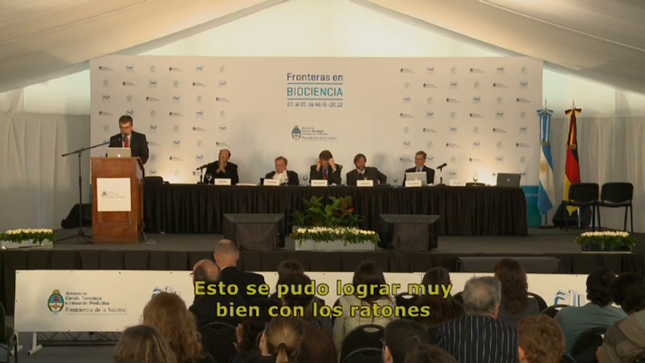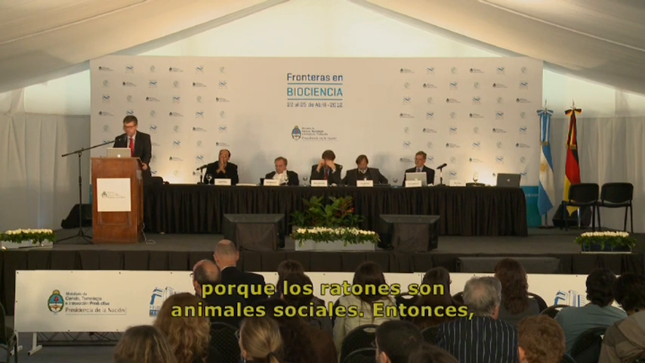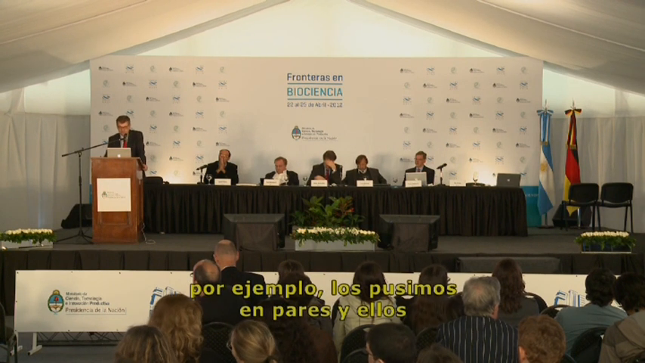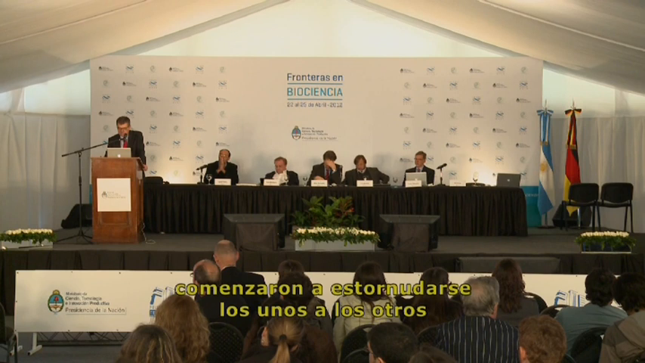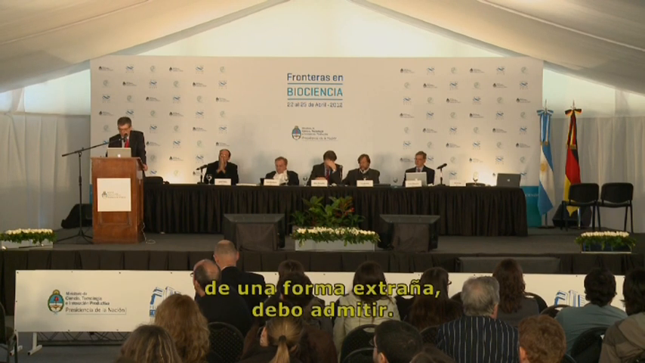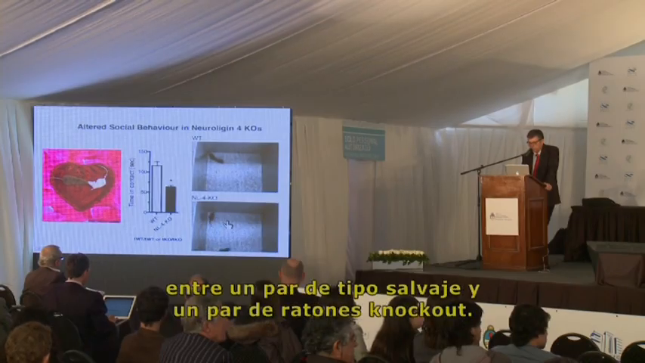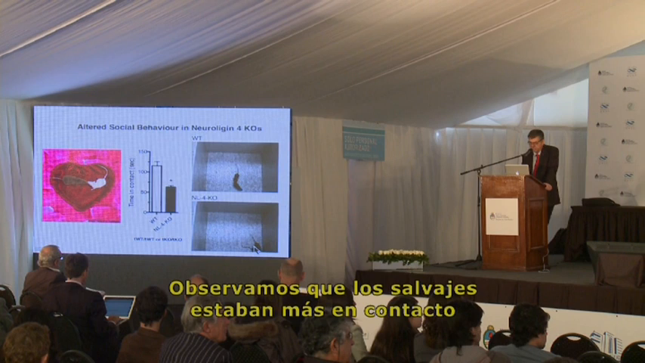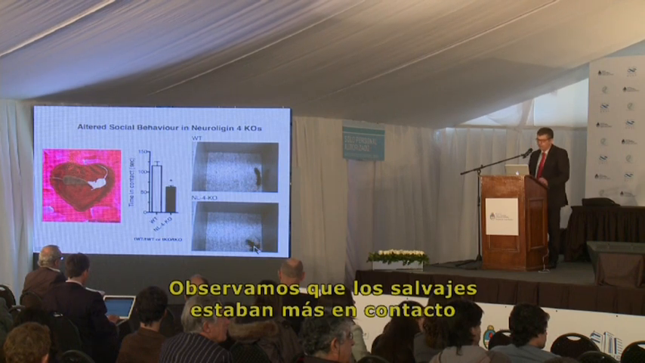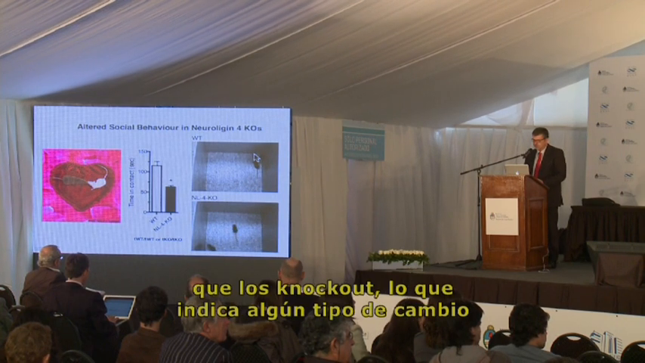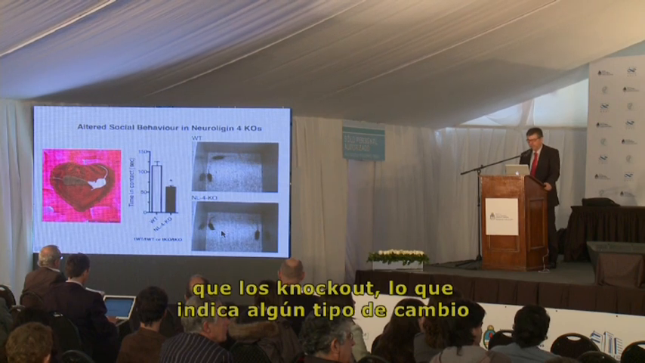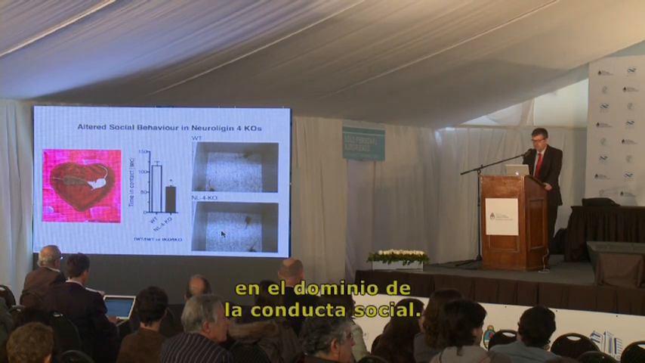This can be done in mice quite nicely because mice are social animals. So for example, if you put mice together in pairs, they start to sniff each other in awkward ways, I must admit. But nevertheless, you can score these interactions between, for example, a pair of wild-type mice and a pair of knockout mice. And what we saw was that wild-type mice spent more time in contact than knockouts, indicating some aspect of change in the social behavior domain.